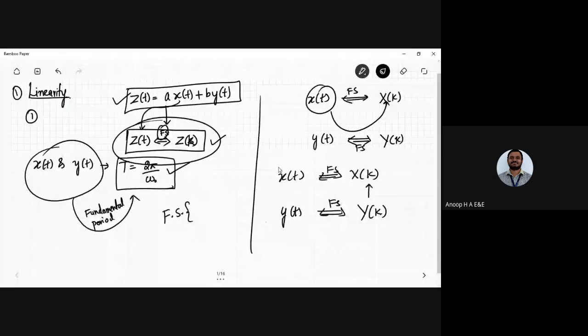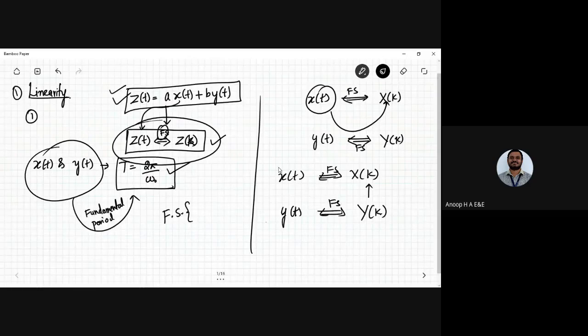If I take the Fourier series, I hope it is visible. I'm sorry, I haven't shared. Yes, I hope this is visible to you now. Now I have z of t. How can I write z of t with respect to the linear property? You have two signals, x of t and y of t, along with the coefficients, a into x of t plus b into y of t.